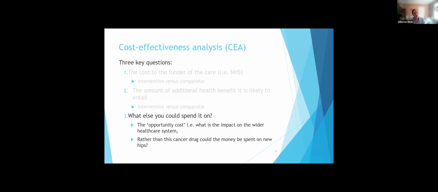So that's the first 2 elements of cost effectiveness analysis. Now comes the really difficult one, where what else could you spend it on? What's the opportunity cost of this spending that you did on this specific intervention?